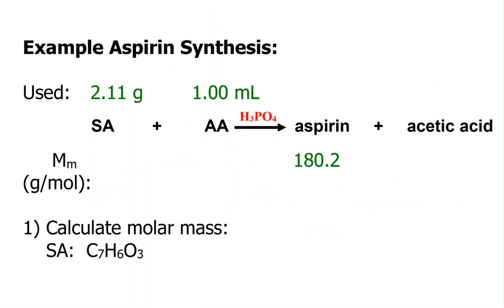This is just an example. This is not how our numbers will come up. But I have an amount of salicylic acid, an amount of acetic anhydride. The phosphoric acid is just the catalyst, so it doesn't come into our calculations. I'm putting the molar masses below, and I put the one for aspirin here.